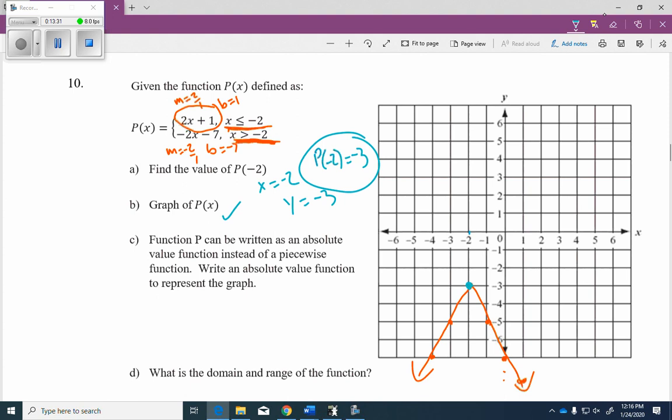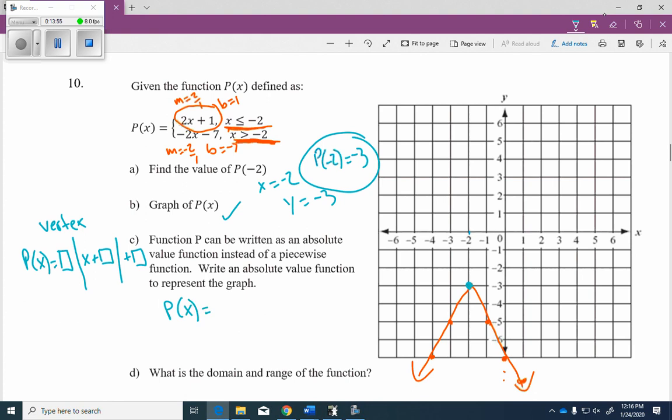So I need you to remember that the format of absolute value functions is some number in front of the absolute value symbols, x plus some number because that's a shift right or left, plus some number outside because that's a shift up or down. This is Vertex Form when I put it in this format.